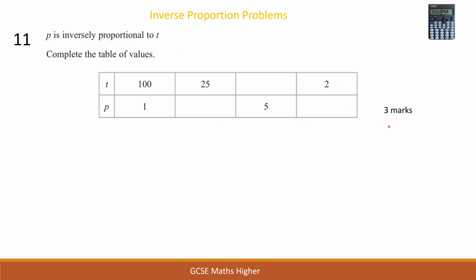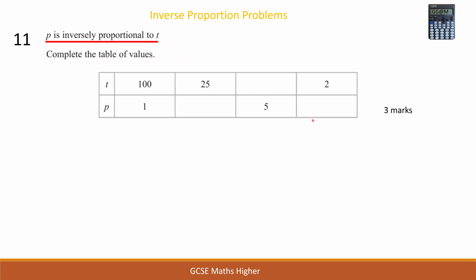It's worth 3 marks. Press pause, have a go at working out the answer, then press play when you're ready to hear your answer. Remember, make sure you show your working out in the space underneath to be able to get these answers here, because you may be able to get a method mark if you don't get the answers correct.